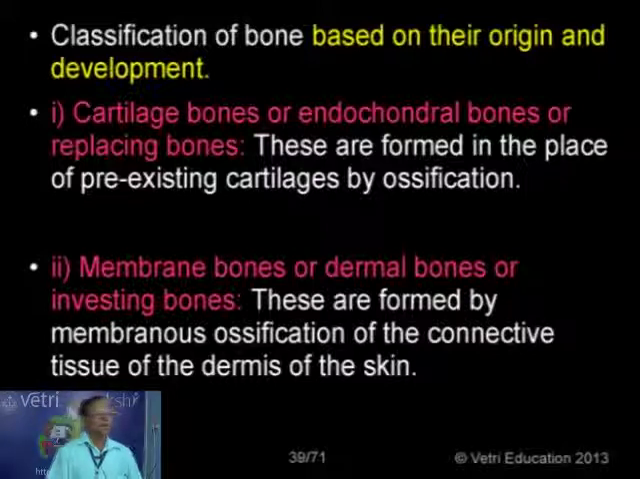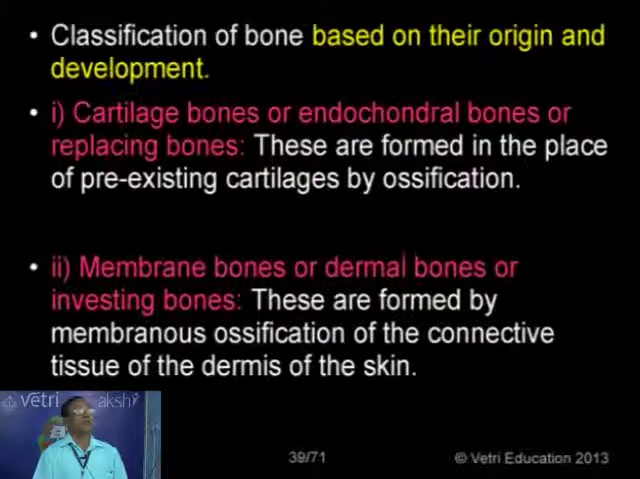So the cartilage bones are not cartilage, but actually real bones formed in places where there is already a cartilage, what we call a pre-existing cartilage. That pre-existing cartilage undergoes ossification, nothing but the deposition of calcium, and becomes a bone. And this type of bone is called cartilage bones, not a cartilage, but cartilage bones. The second type, we have the membrane bones or dermal bones or investing bones.